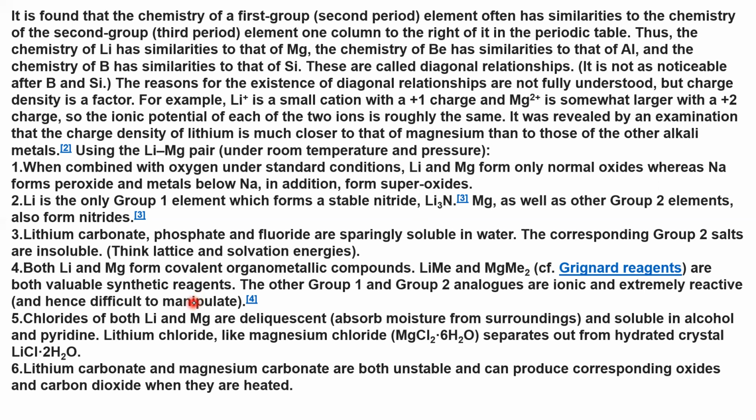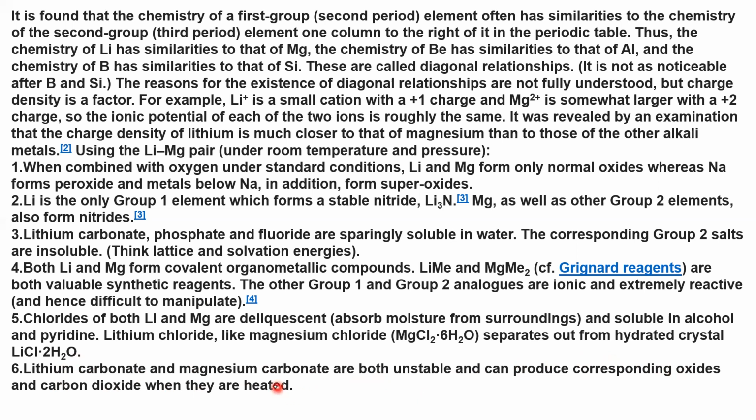More important, chlorides of both lithium and magnesium are deliquescent, absorbing moisture from surroundings, and soluble in alcohol and pyridine. Lithium chloride, like magnesium chloride also, forms water of crystallization. They form salts of the type MgCl2·6H2O and LiCl·2H2O. Lithium carbonate and magnesium carbonate are both unstable and produce the corresponding oxides and carbon dioxide when they are heated. So these are the common chemical properties between lithium and magnesium.